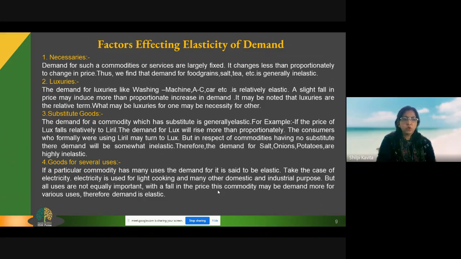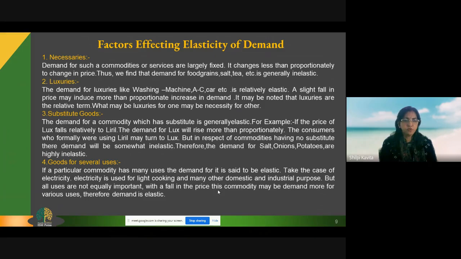Goods that have substitutes have elastic demand. For example, with soap, if the price of Lux falls relatively even a little, people are going to purchase Lux because there is not much difference between Lux and Lily. So the consumer will move on to the other soap. So substitute goods have an elastic demand.